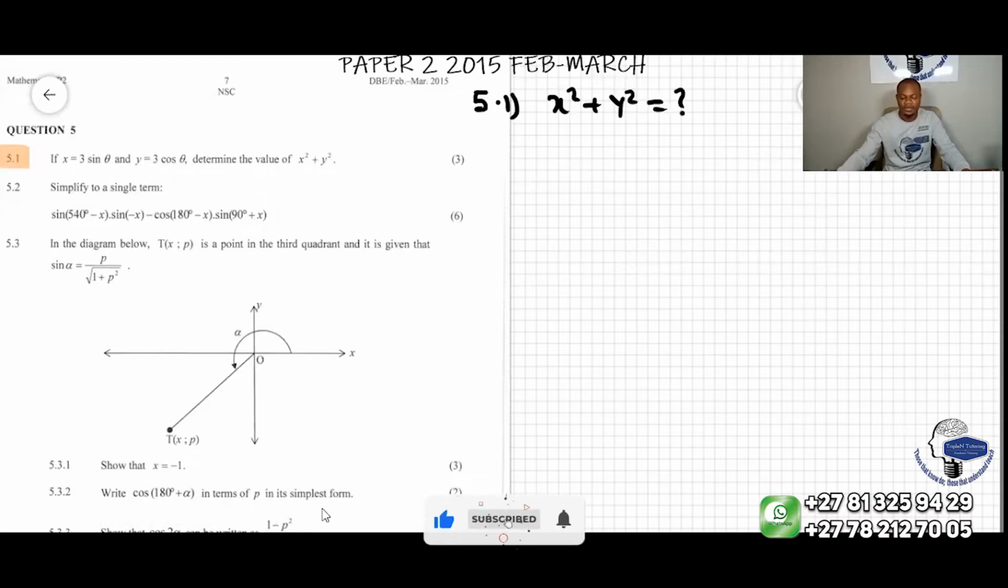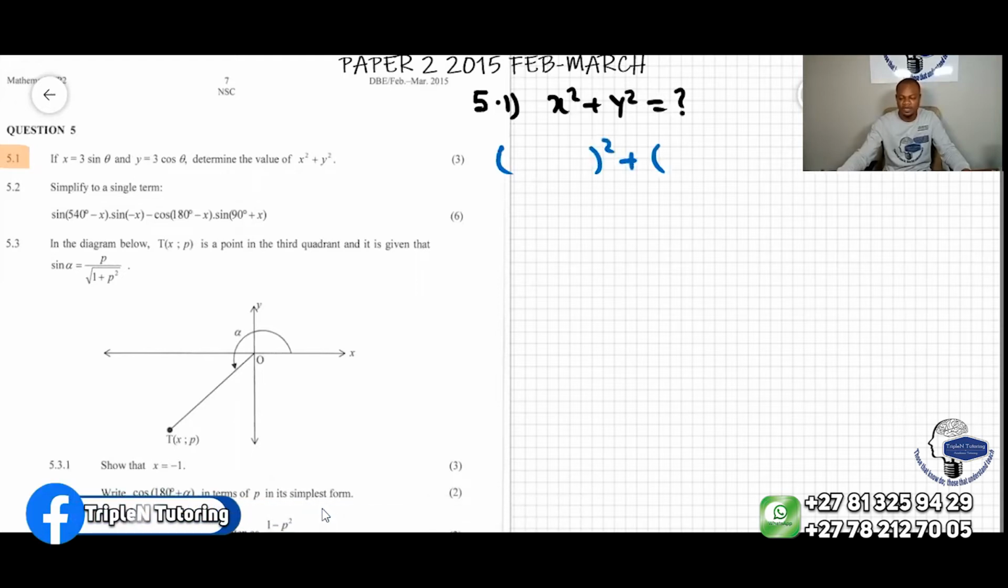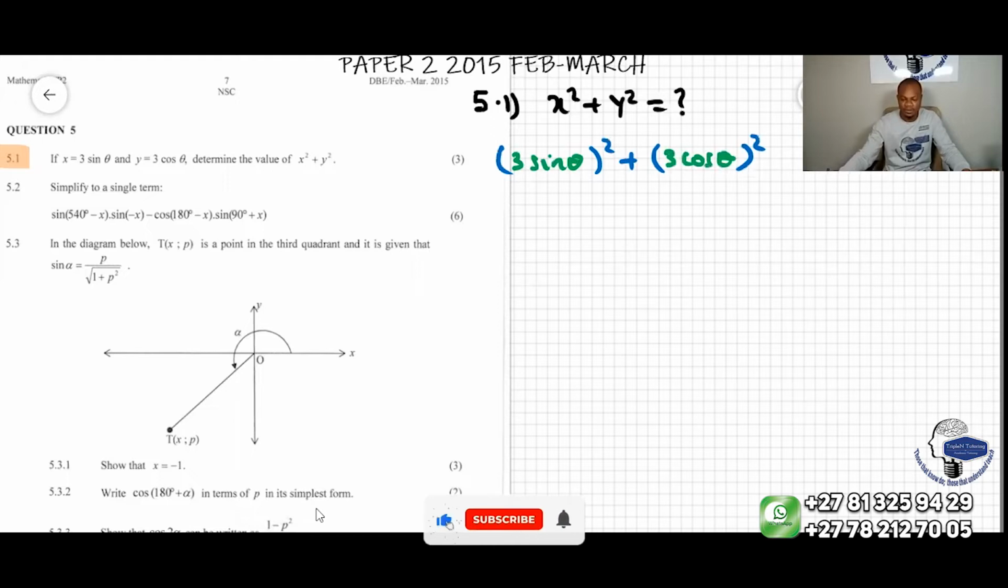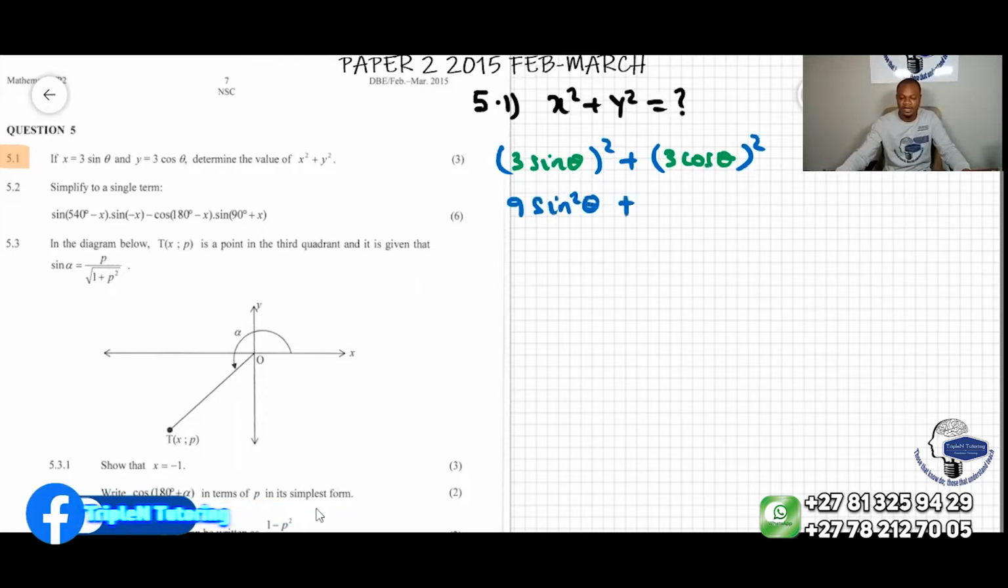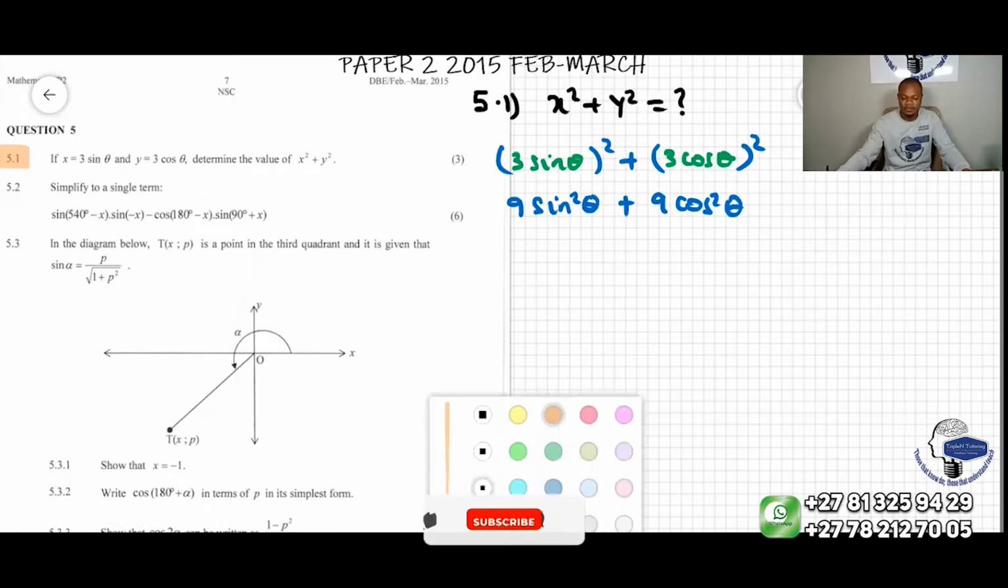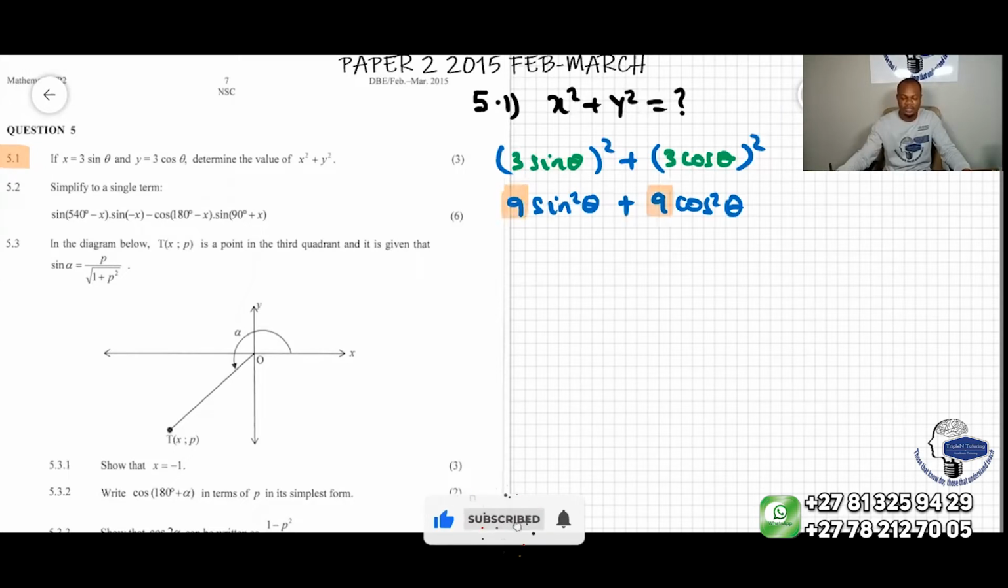Now, it's going to be x squared plus y squared. So we have the value of x as 3 sine theta, and y is 3 cos theta. Now, this will be 9 sine squared theta plus 9 cos squared theta. And now we have 9 common. We can take 9 as a common factor because 9 appears over here and there.